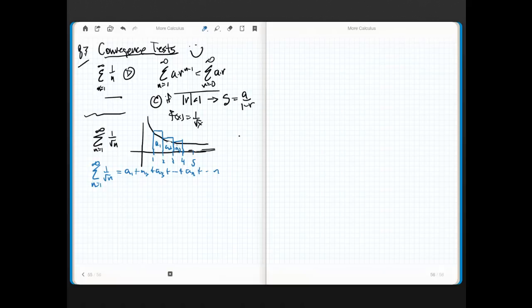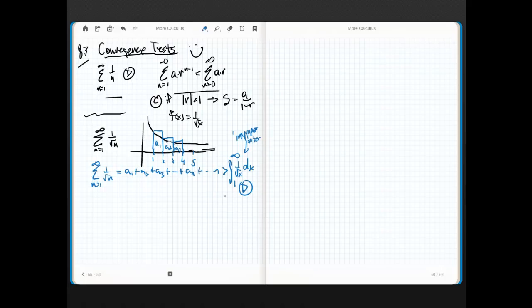Just by looking at the way in which I built this, do you agree that this is definitely going to be greater than the integral from 1 to infinity of 1 over root x dx? Remember that? We saw this. This right here is an improper integral. And we proved that this guy diverges.